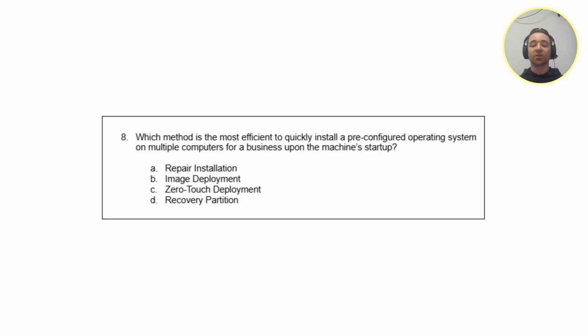Let's get into those questions. The first one reads, which method is the most efficient to quickly install a pre-configured operating system on multiple computers for a business upon the machine's startup? Is it A, a repair installation, B, image deployment, C, zero-touch deployment, or D, recovery partition?